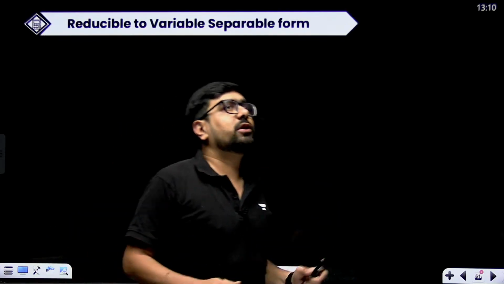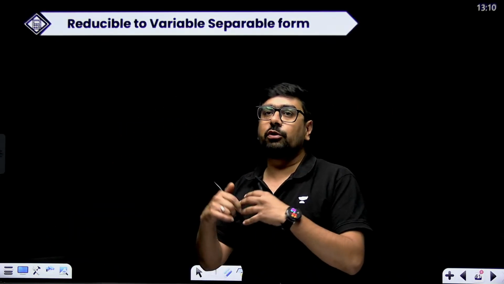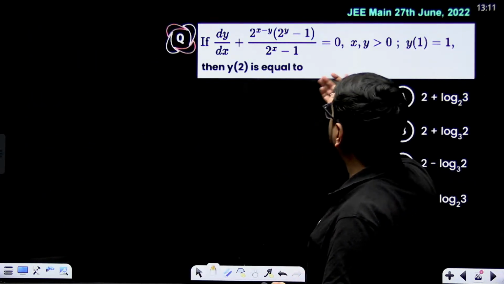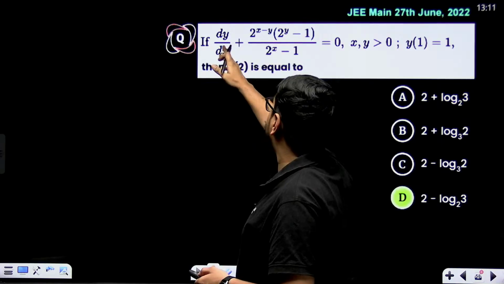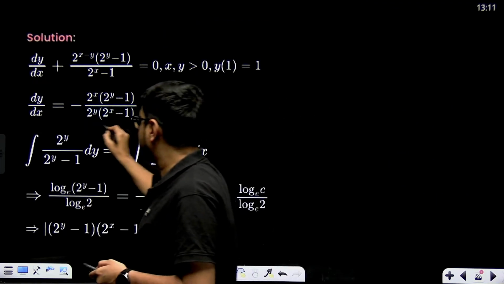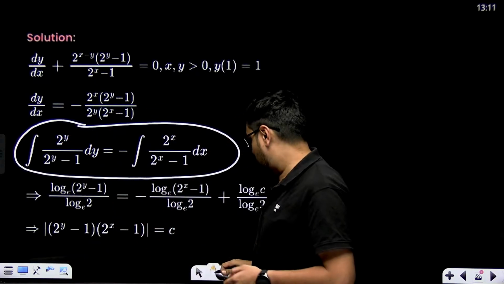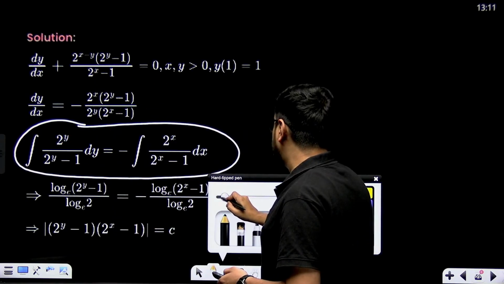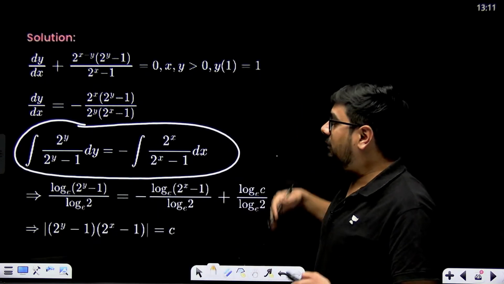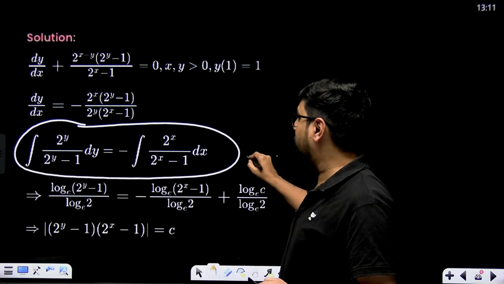Not always or in every question you'll be able to do that. For example, I'll show you the last question which we did. In this question we were able to keep all the y's with dy and all the x with dx, and we'll get something like this. So this is the standard variable separable form which we saw, but we'll not be able to do this always. Sometimes we'll have to reduce our differential equation into the variable separable form. So that's what we are going to see here.